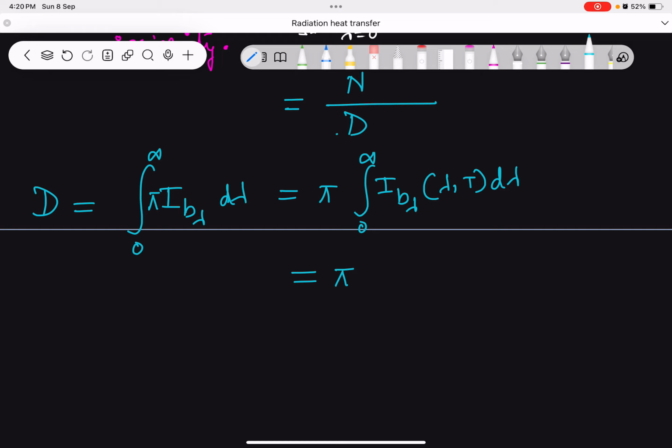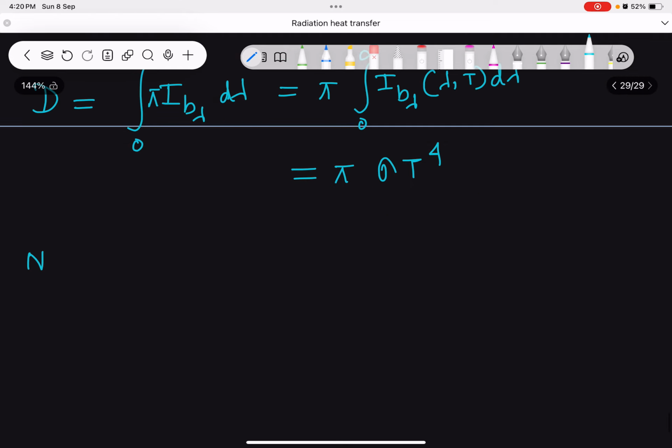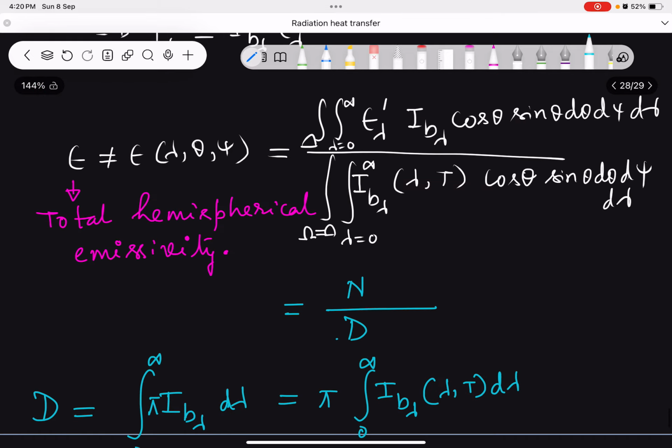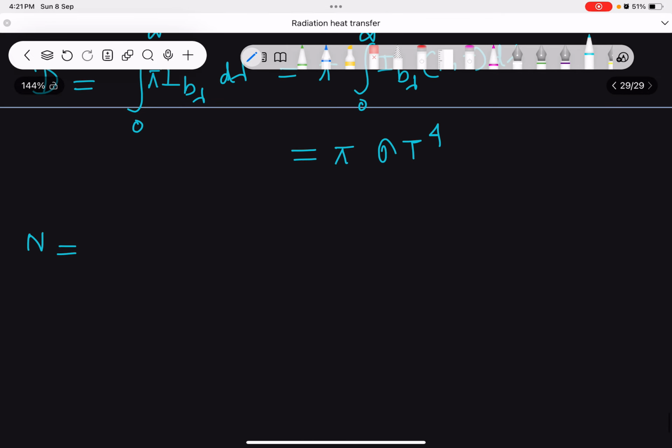So now if we apply Planck's distribution, then this is equal to pi into sigma T to the power 4. Clear? So this is our denominator. Now what about the numerator? Numerator, let me write this separately.